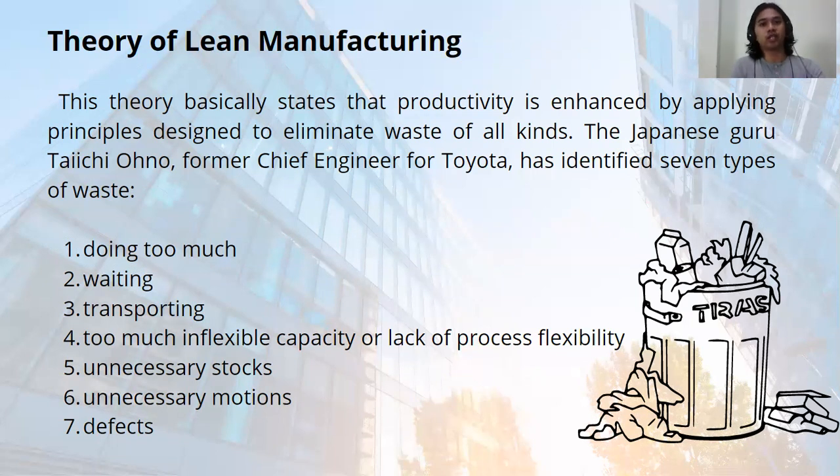Now, in order to achieve this, the Japanese guru Taiichi Ohno, former chief engineer of Toyota, has identified 7 types of wastes. So we should be avoiding these in order to yield more, in order to produce more, and in order to have a leaner production.